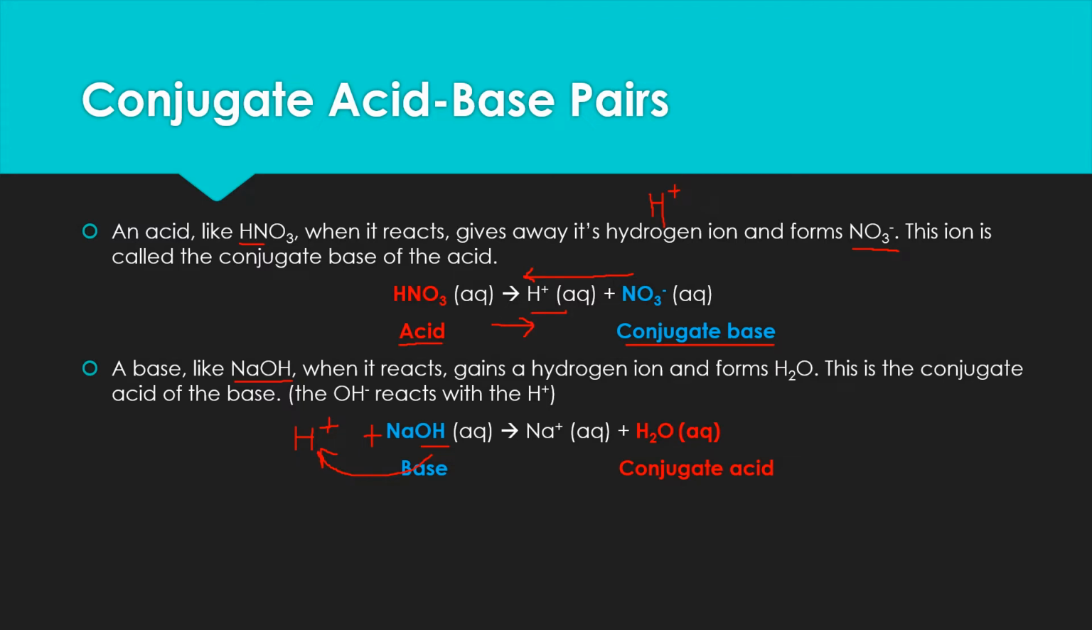Okay, so when we're dealing with a base, whatever gains the hydrogen, when it gains that hydrogen, what it forms is called our conjugate acid. So we're going to take a look at some more examples of this and try some.